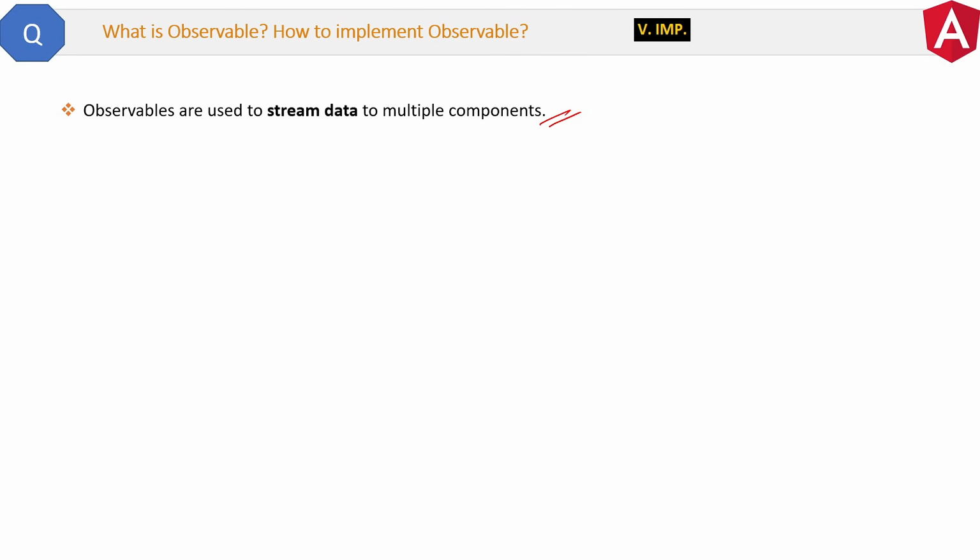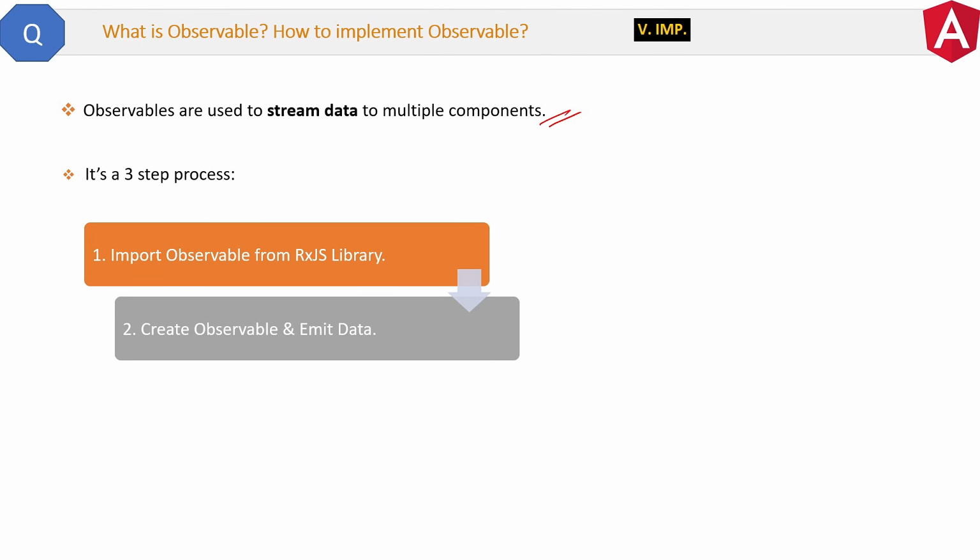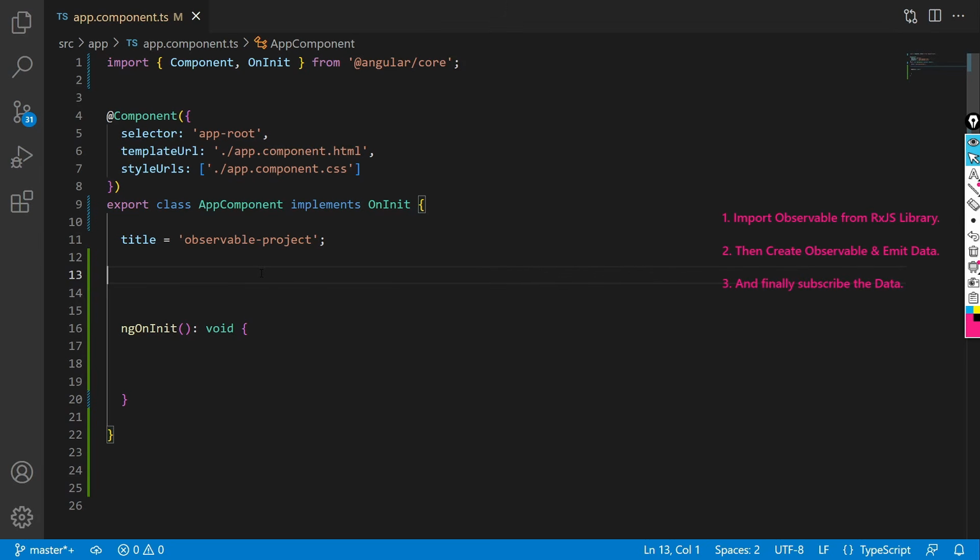Now the question is how to implement observable. It's a simple 3-step process. Import observable from the RxJS library, then create observable and emit data, and the last step is to subscribe to the data in the component. Now let's go to the code and do some practical. Here the first step is to import observable like this in the app component file. See, very simple.